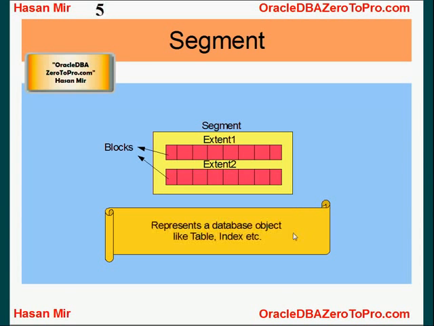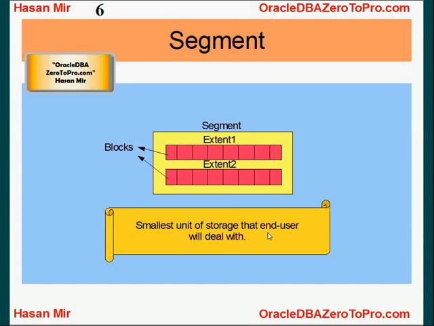But what we need to understand is that a segment represents a database object like a table, index, etc. The segment would be created once you create the database object. So a segment represents the database object. Once the segment is created, of course, initially it would have a few extents. Another thing about a segment is that it's the smallest unit of storage that the end user will deal with, because end users deal with tables, indexes, the database objects. So indirectly they're dealing with the segments.